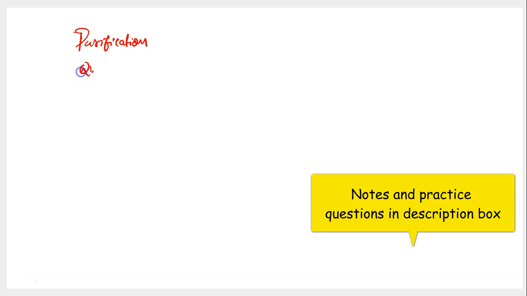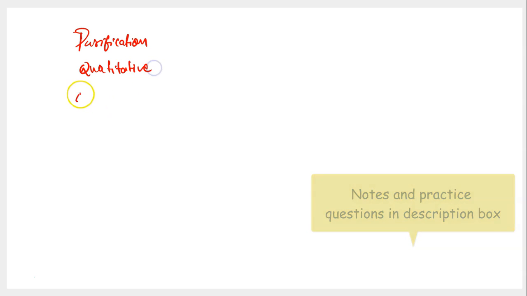But from now on, whatever we are going to learn is called practical chemistry. It's practical because whatever we discuss from this point onwards in this chapter, everything can be proven in a laboratory. And there are three segments in this practical chemistry. Segment number 1 is purification techniques. Segment number 2 is qualitative analysis. And segment number 3 is quantitative analysis.